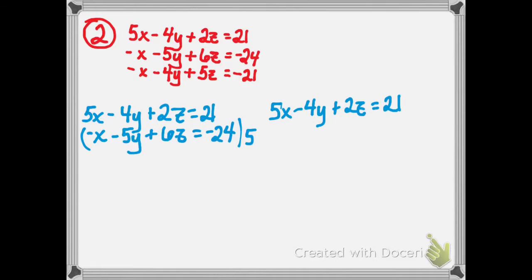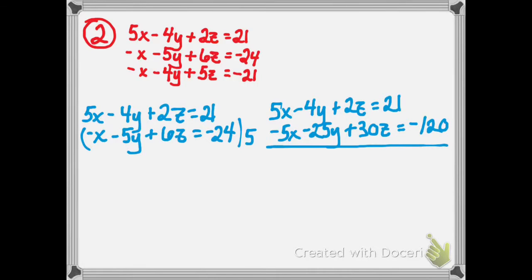And then I'm going to distribute the 5 all the way through, so I have negative 5x minus 25y plus 30z equals negative 120. So now I'm just going to add straight down, my x's cancel. Then I have negative 29y plus 32z equals negative 99. So now I'm done with the top two equations. Now I need to move to the bottom two equations.